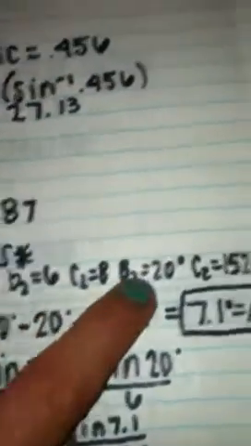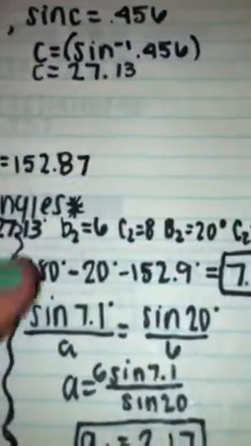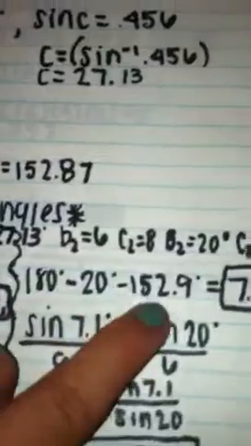Now we also have a second triangle. So in the second triangle, we have b2 equaling 6, c2 equaling 8, B2 equals 20 degrees, and C2 equals 152.9 degrees. So now we're going to subtract from 180 again. 180 minus 20 minus 152.9 equals 7.1 degrees.